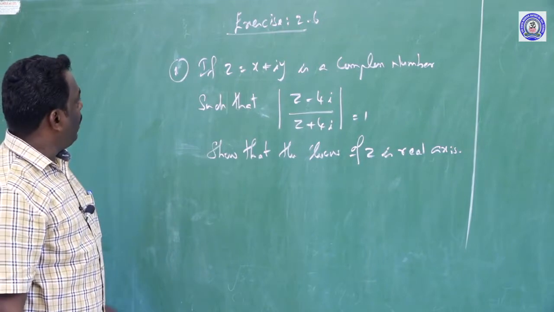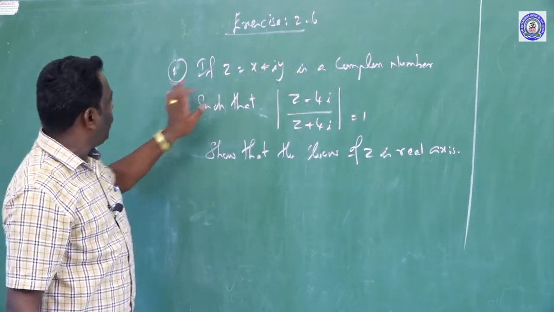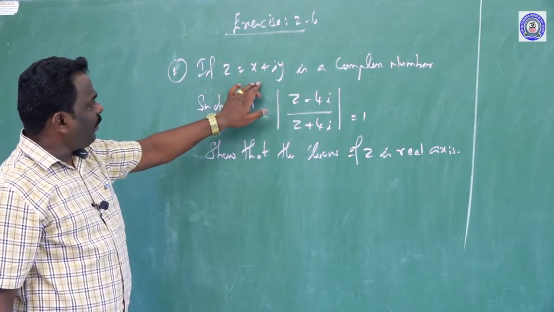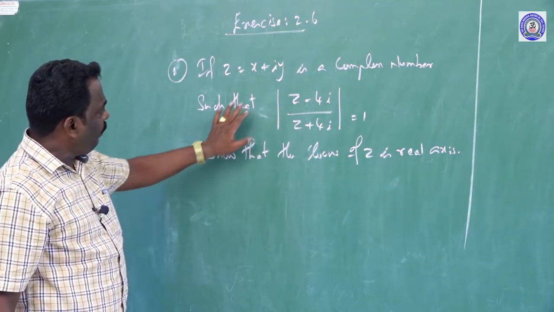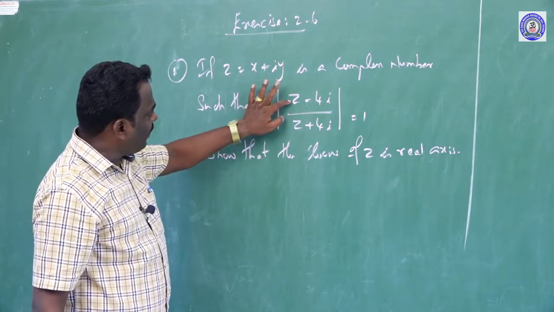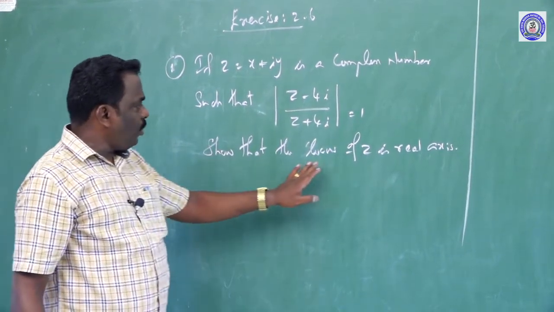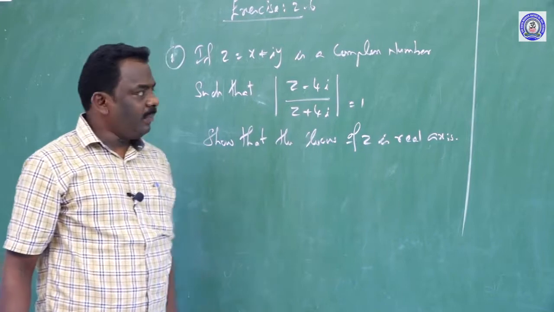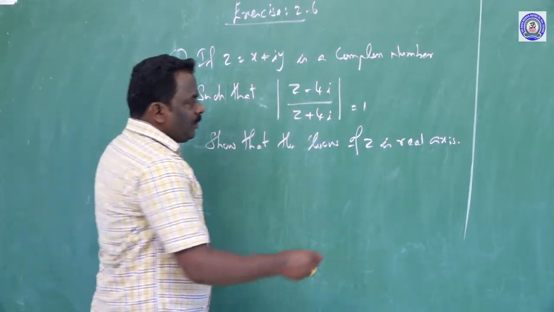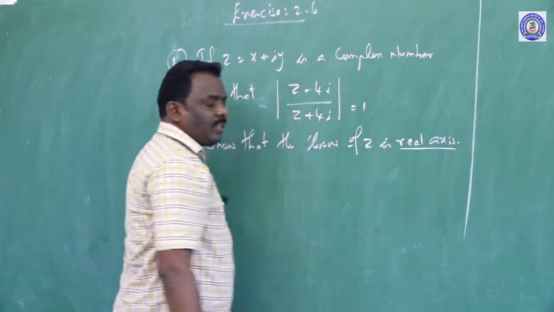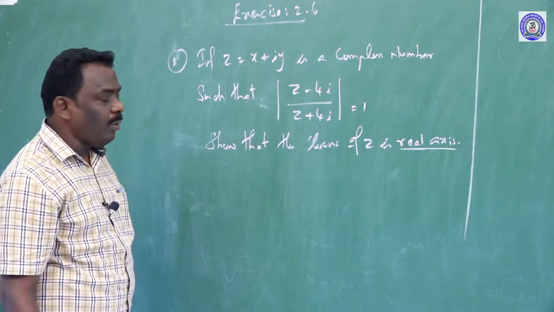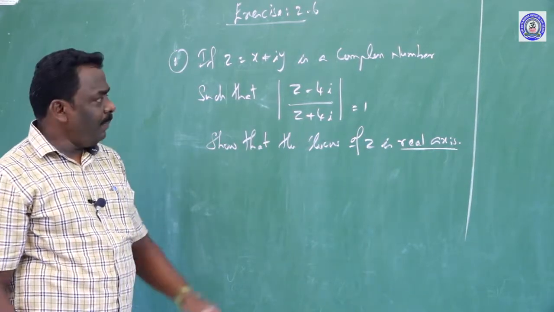Okay, see the next exercise problem, 2.6, first one. If z equal to x plus iy is a complex number such that the given expression modulus of z minus 4i by z plus 4i is equal to 1, show that the locus of z is the real axis. Real axis means the x axis, and y is called the imaginary axis. Now we have to show that the locus of z is the real axis.